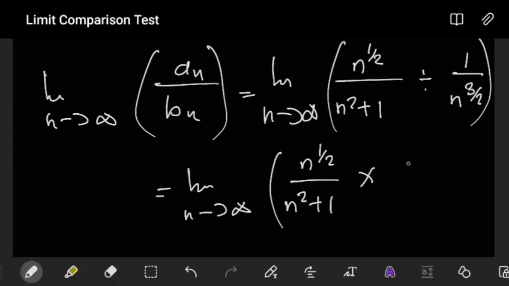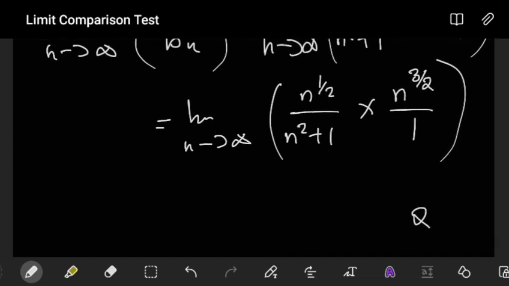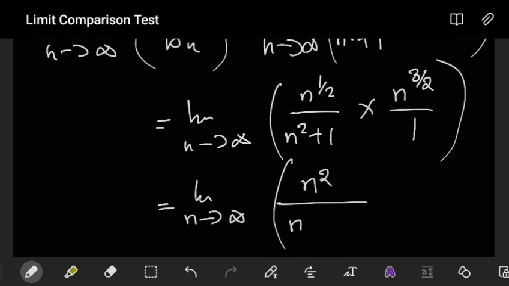And then this becomes multiplying n to the power 3 over 2 over 1. Of course, we can multiply these, and when you're multiplying, same base, we just add the powers. So in the numerator, when we add the powers there, half plus 3 over 2, it will reduce to just n to the power 2. In the denominator, this will remain n squared plus 1.